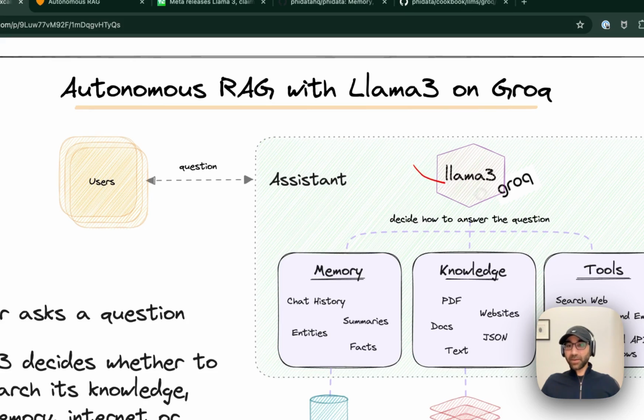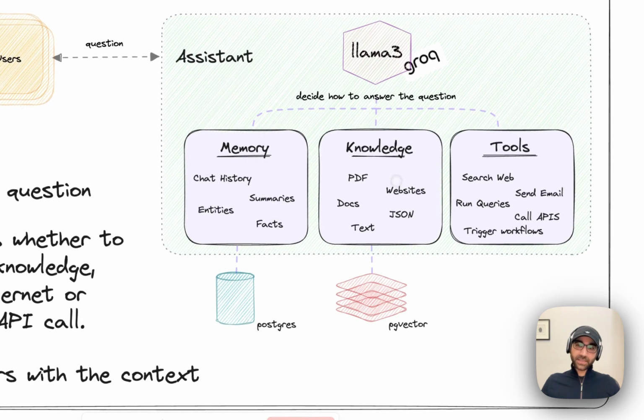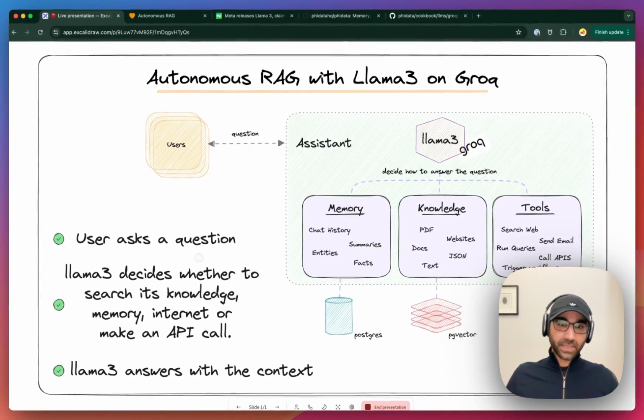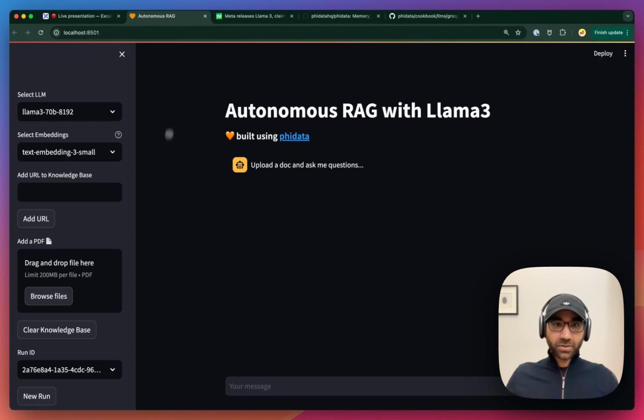Today we'll give Llama 3 running on Groq long-term memory backed by a Postgres database, knowledge backed by pgvector, and tools to search the web, send emails, trigger workflows, etc. So when the user asks a question, Llama 3 decides whether to search its knowledge, memory, the internet, or make an API call, and then answer with that context. This is how the app looks.